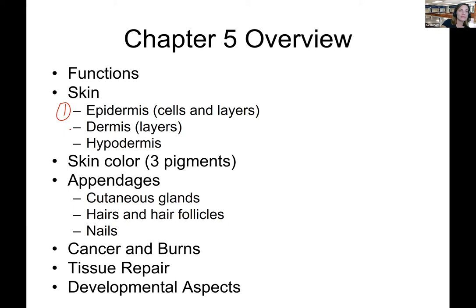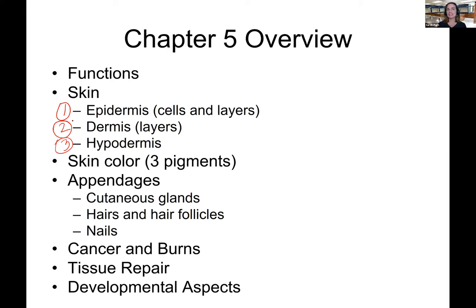Just under that, we have our dermis. The dermis is made of connective tissue. And then just under that, we have the hypodermis, and the hypodermis is made of fat. So we're going to walk through each of those 3 layers. We'll talk about the tissues in there. We'll talk about some of the different kinds of cells and some of the characteristics that we find.